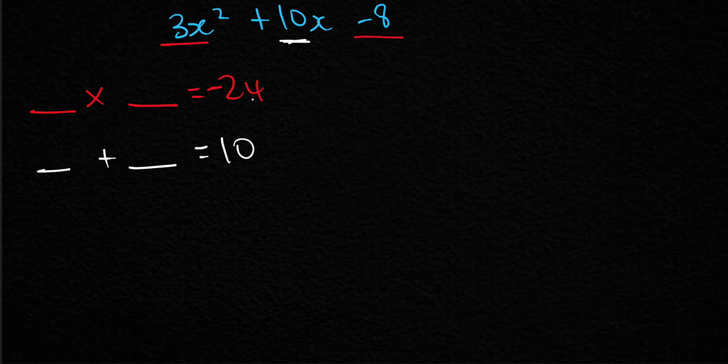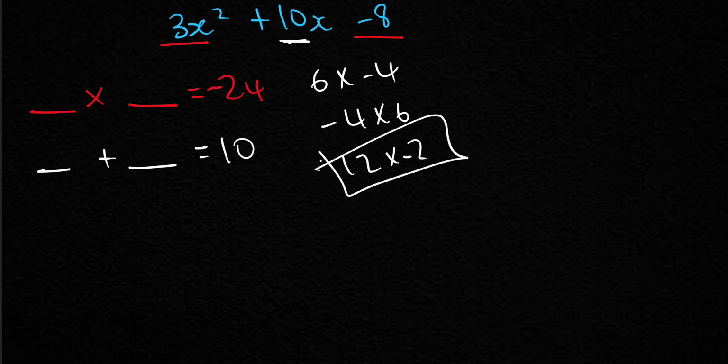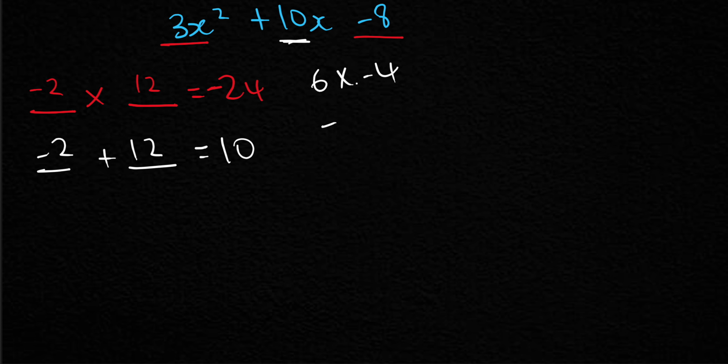We're going to have two numbers that multiply to make negative 24. What do we have? 6 times negative 4. We could have negative 4 times 6. 12 times negative 2 works. 12 plus negative 2 makes 10 too. So we're going to have 12 times negative 2. Actually, just to show that the order doesn't matter, I'll put negative 2 first this time. Negative 2 and 12, which satisfies our needs.